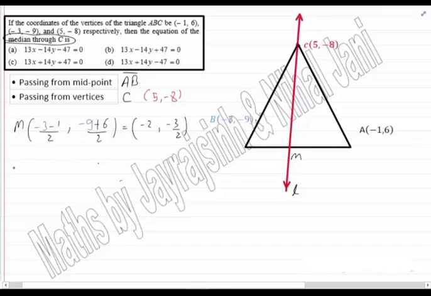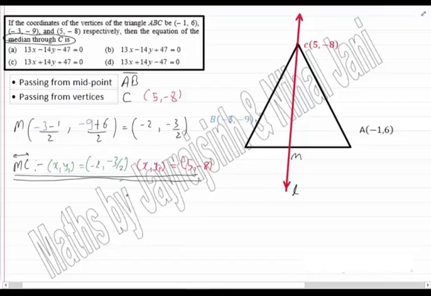Okay, so we already find the 2 points of CM, right? Okay, let's collect the data. For MC line, it is passing from first point M, which have coordinate of minus 2 minus 3 by 2, and the another point is point C, having coordinate of 5 minus 8. So we get our double underline data. Now we just have to use the 2-point form of the equation of line, and here it is. We just have to put the data.